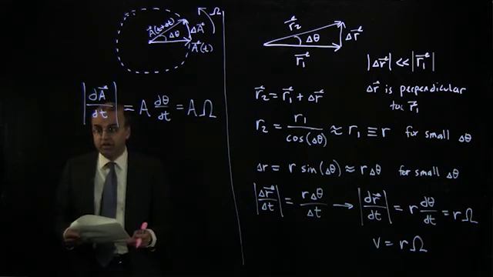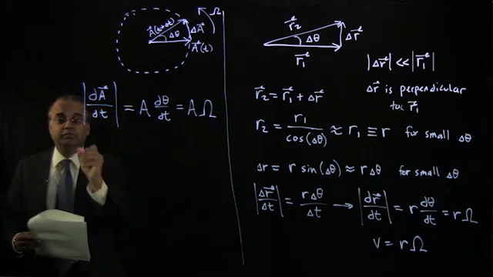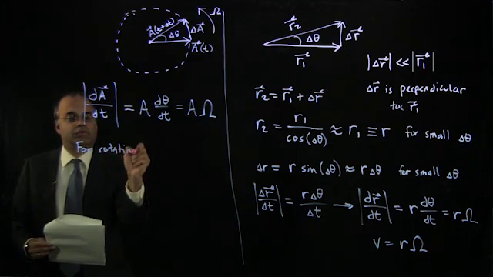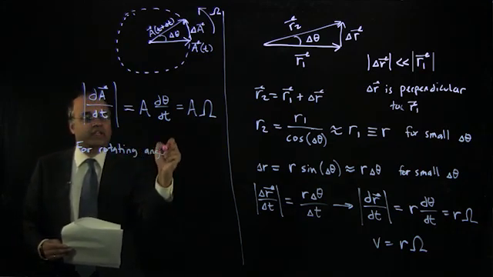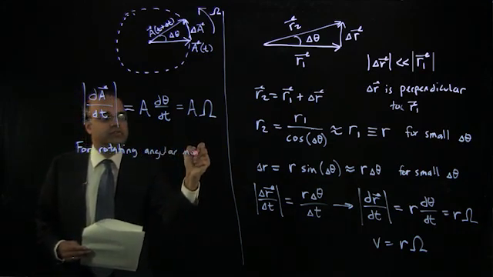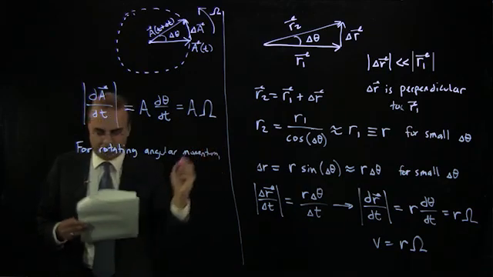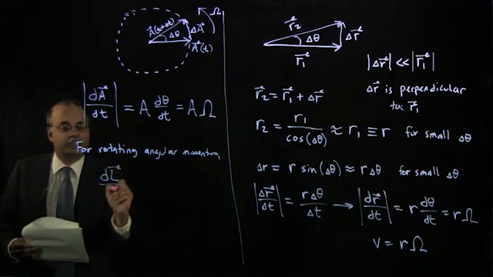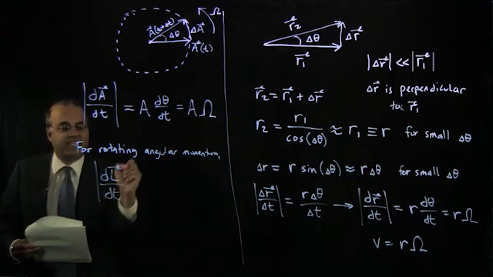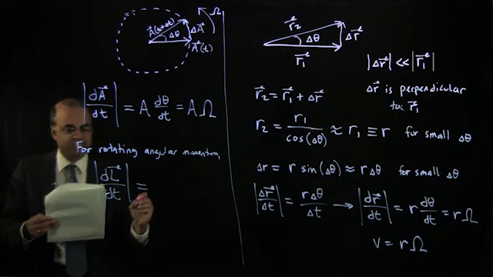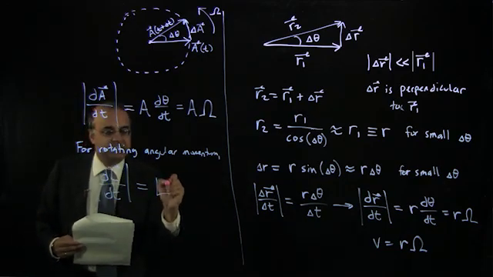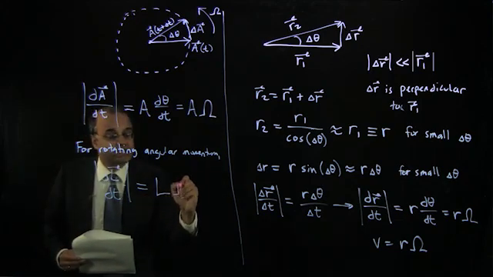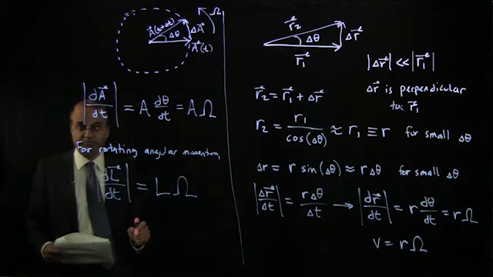In particular, for a rotating angular momentum vector, I have that the magnitude of the time derivative of the rotating angular momentum vector is just equal to the length of the angular momentum vector, the magnitude of the angular momentum, times the angular velocity of rotation.